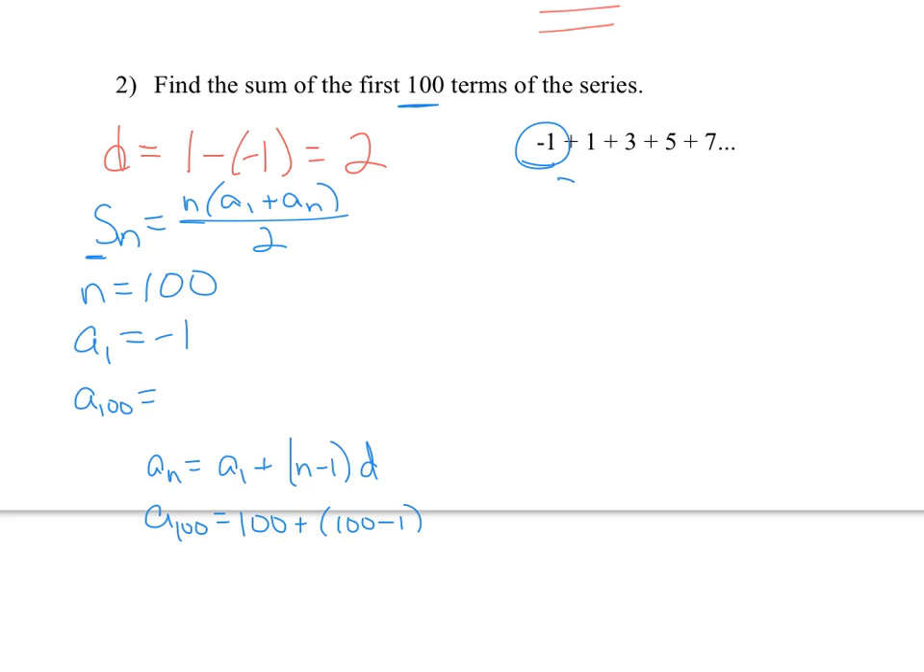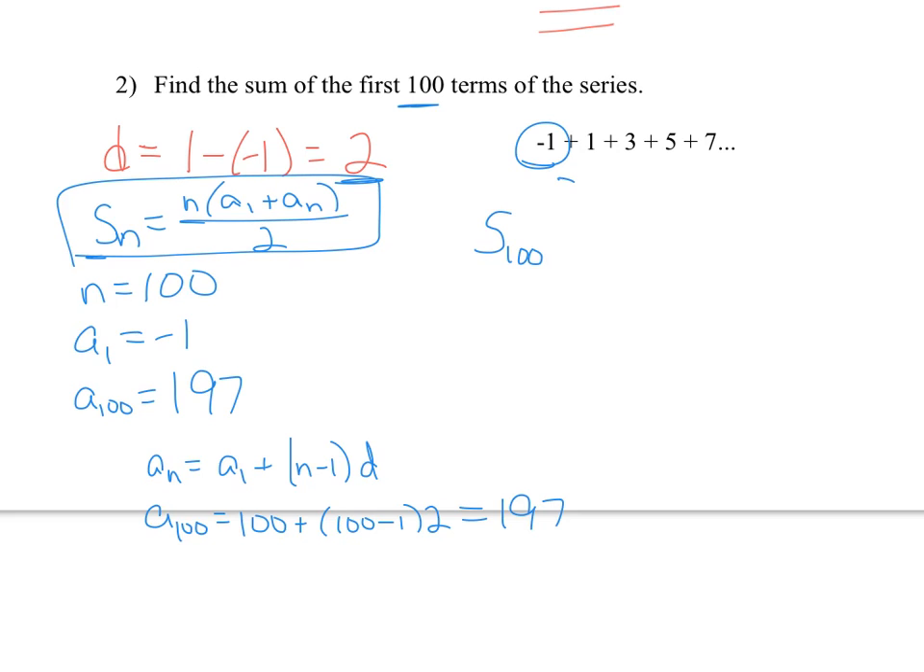Oh, I should have written it. Oh, I did. Nice. The common difference is 2. Do all the abracadabras, you get 197. Okay, so the very last term that I want of this is 197. So now that I do that, I just take all those things, plug it into the formula, and I am done. So find the sum of the first 100 terms, S sub 100, and I plug it in.